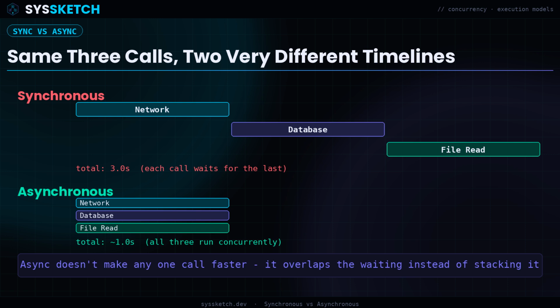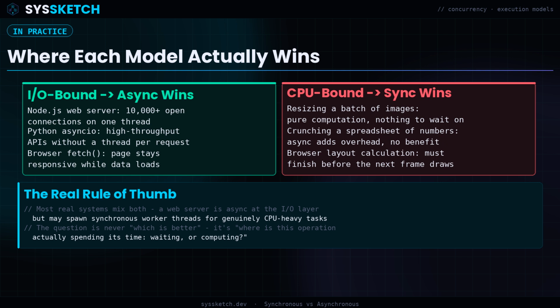These aren't abstract choices, they show up constantly in real systems. A Node.js web server handling 10,000 simultaneous connections relies entirely on asynchronous I/O. A synchronous version would need 10,000 threads and would fall over under the memory cost alone. Python's asyncio library exists for the same reason, powering high-throughput API services with a single thread.